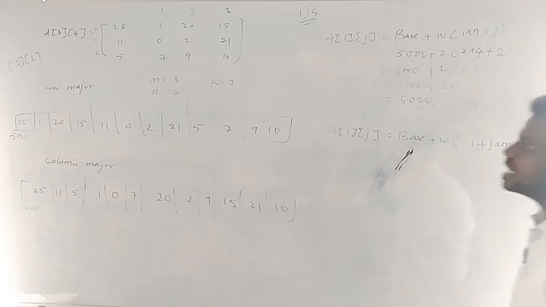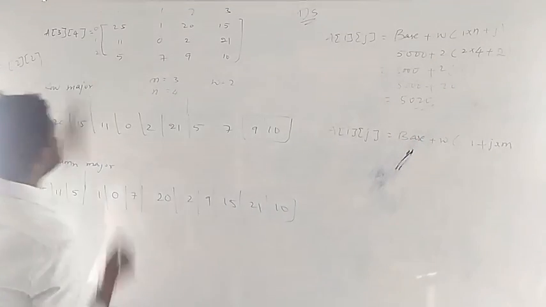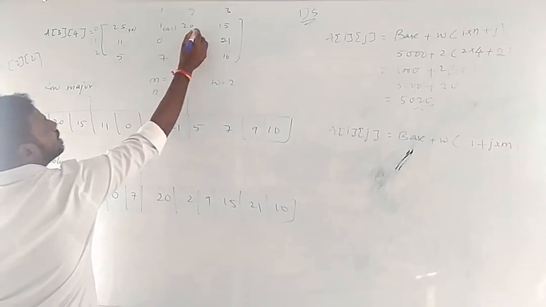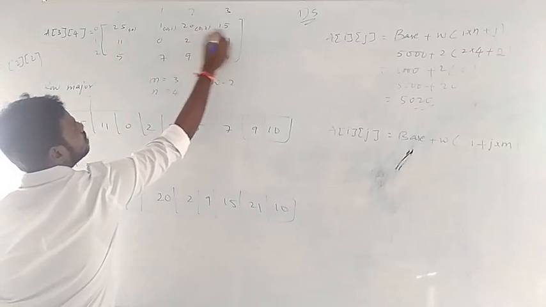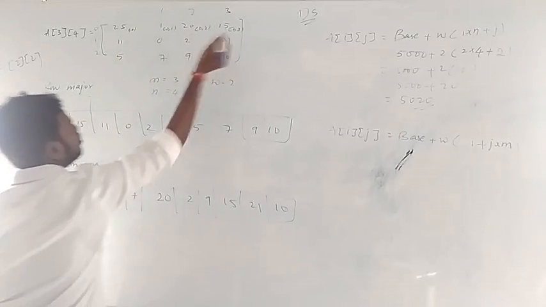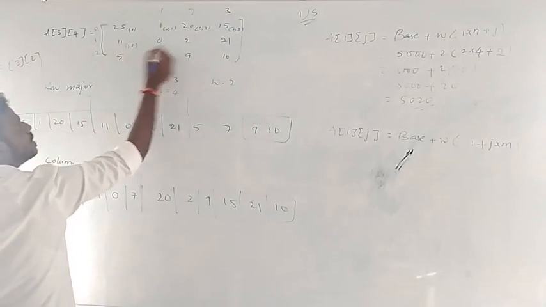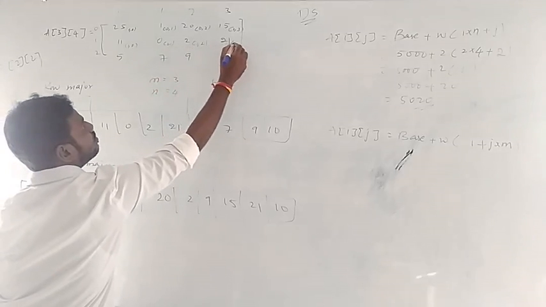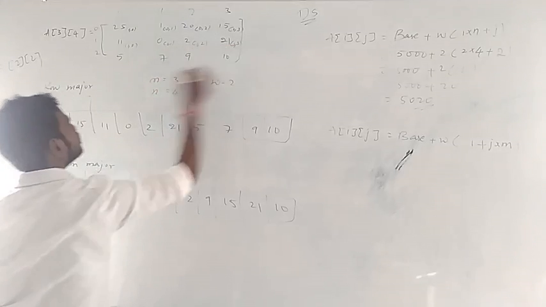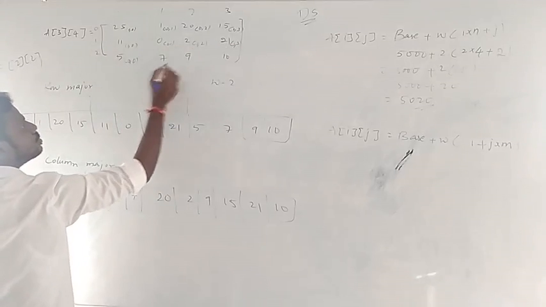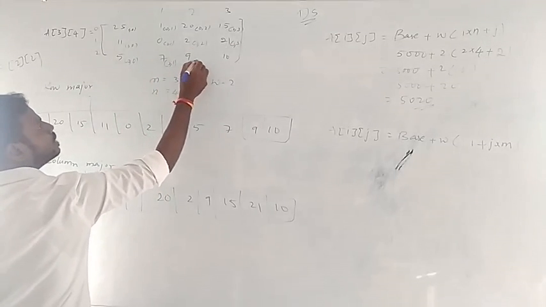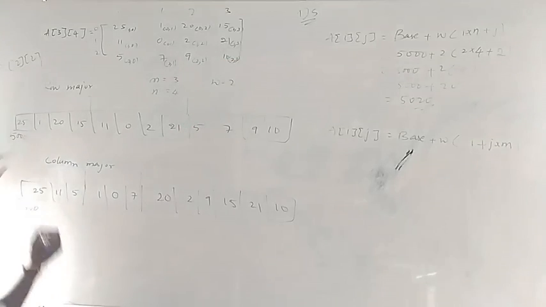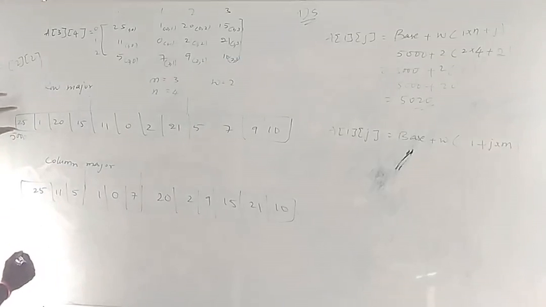Now let us check whether it is correct or not. In this particular case, the indices will be 0, 0; 0, 1; 0, 2; and 0, 3. Like that we have the remaining rows: 1, 0; 1, 1; 1, 2; 1, 3; 2, 0; 2, 1; 2, 2; and then 2, 3. See here, every element holds 2 bytes of memory.